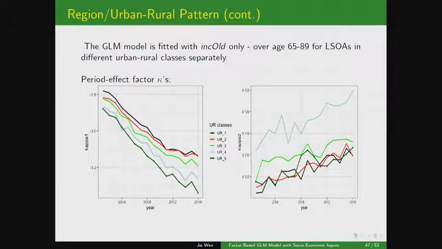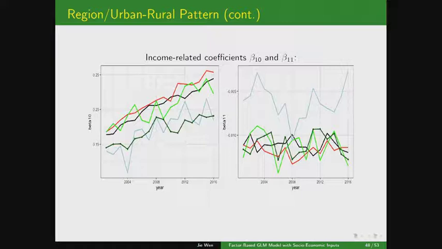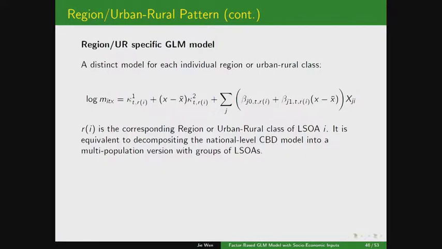For kappa 2, the age interaction term, we see it is increasing, of course, which is the same as the common trend. And we see that urban-rural class 4, the villages, the smallest rural villages, are the most age sensitive. Sorry, I forgot to mention that this model, for now, is fitted over the income owed score only, so it's a univariate model.